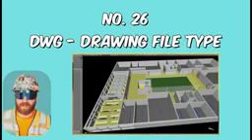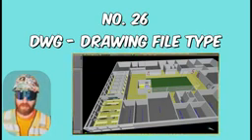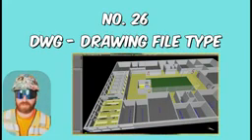DWG is a drawing file type. Earlier I talked about CAD, computer aided design. DWG is a native file format similar to a .pdf or a .jpeg for architects and engineer drawing sets. They're converted by the architect to PDF for the use of construction.